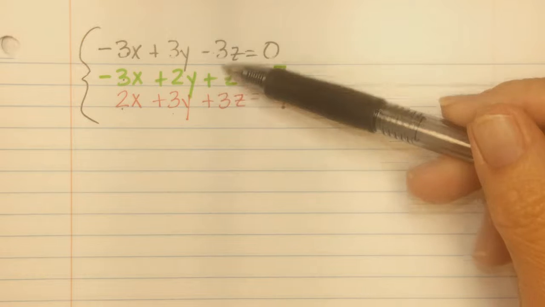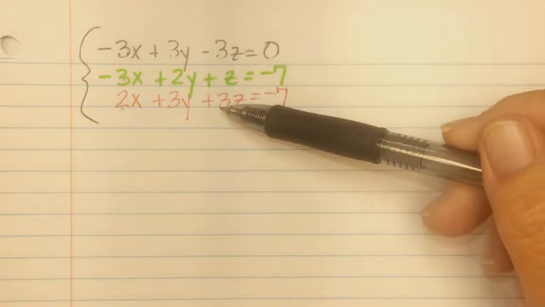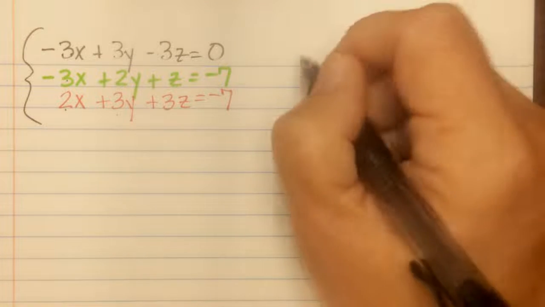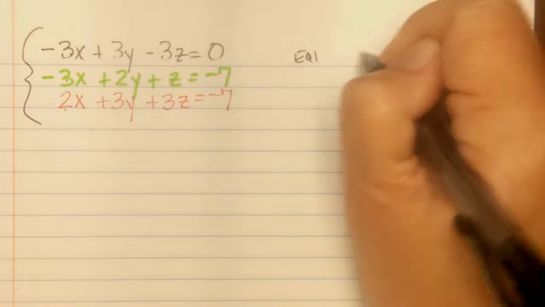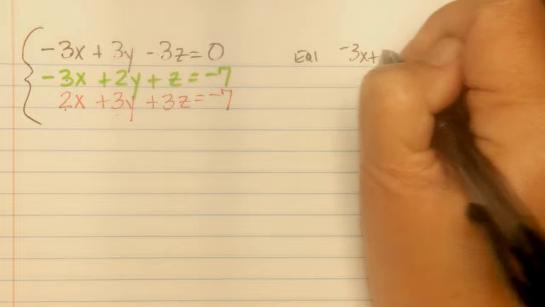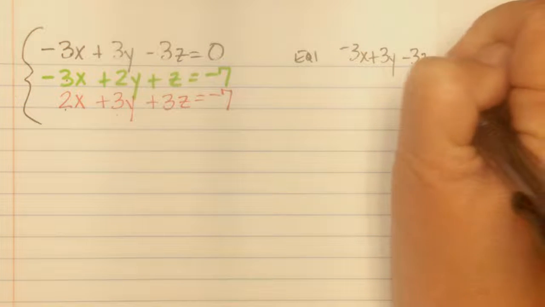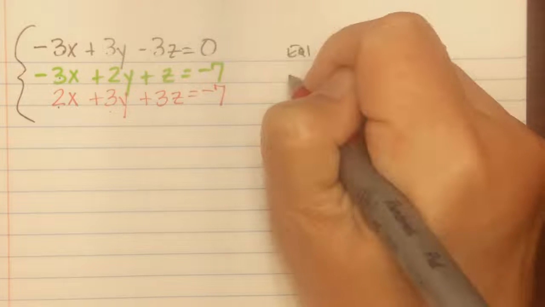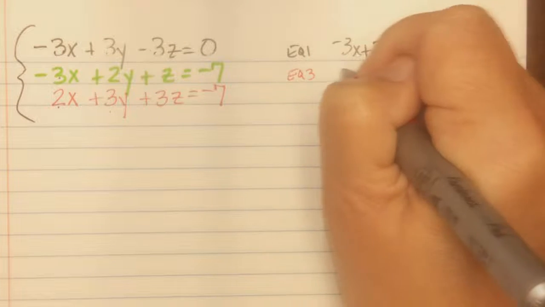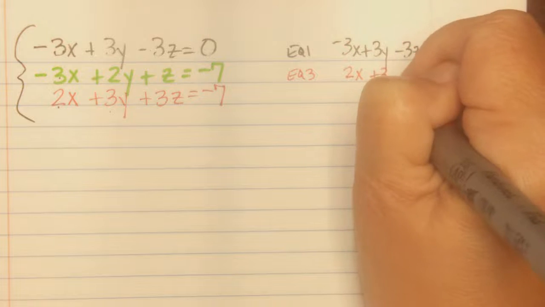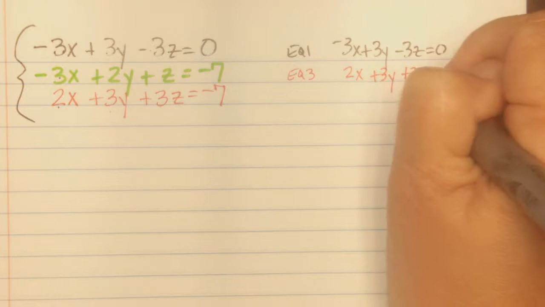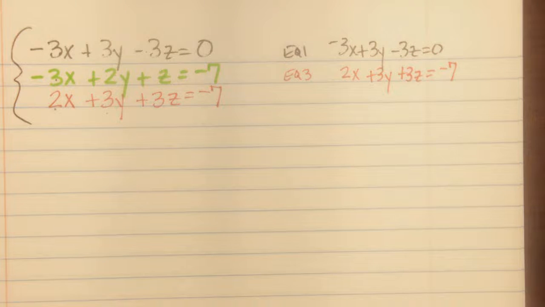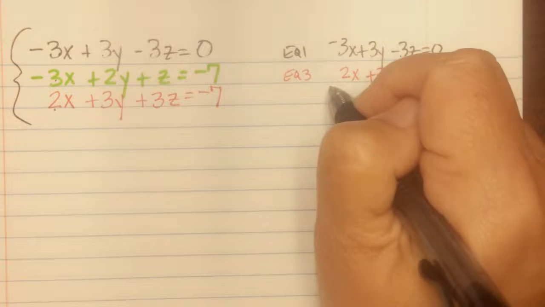So the first thing I'm going to do is take equation 1 and equation 3 and add them together. So I'm going to do that right here. Equation 1 is -3x plus 3y minus 3z is equal to 0. And then equation 3 is 2x plus 3y plus 3z is equal to -7. And I'm just going to add these two equations together.